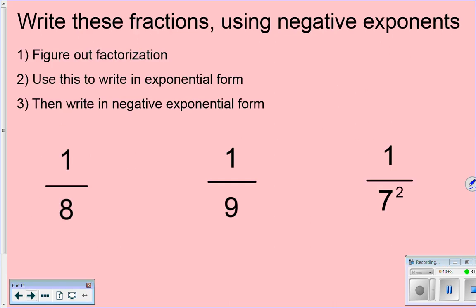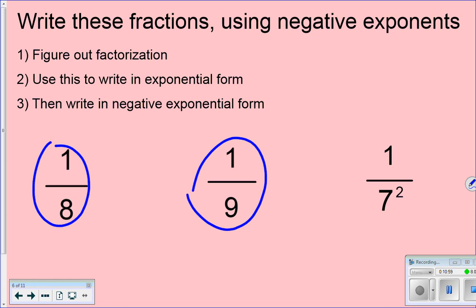now let's go backwards. Let's not even worry about this one yet, and let's not worry about this one. Let's talk about this one. In your notebook, write this. Write these fractions with a negative exponent. Okay? Write these fractions using a negative exponent. Now we're just going to go backwards.